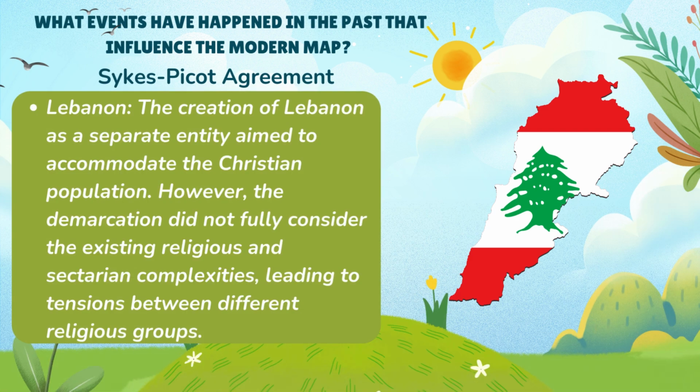In Lebanon, the creation of Lebanon as a separate entity aimed to accommodate the Christian population. However, the demarcation did not fully consider the existing religious and sectarian complexities. This led to tensions between different religious groups.